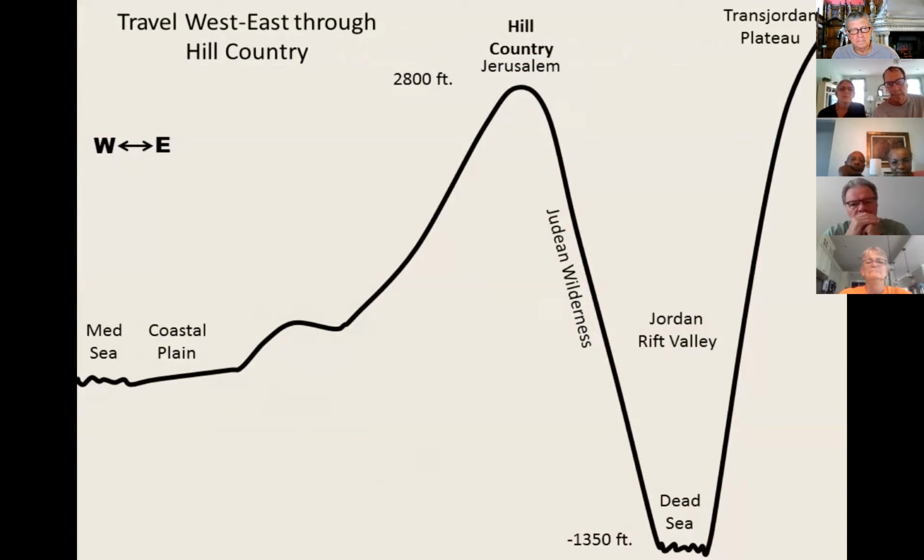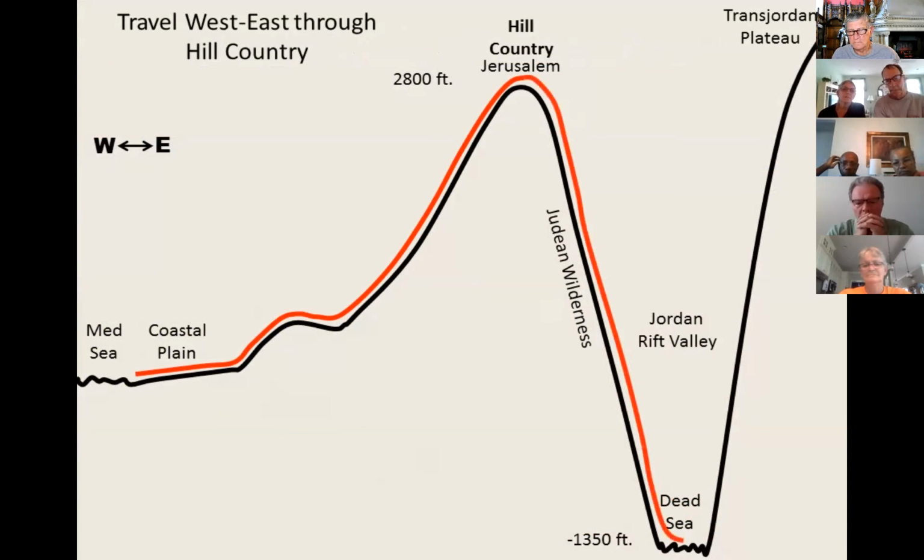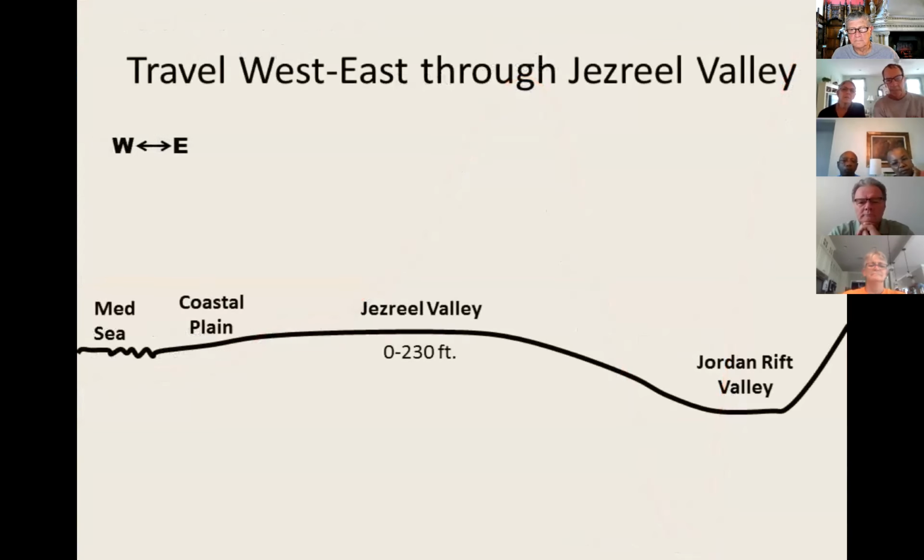Note on this cross-section sketch how difficult it is to travel from the Mediterranean Sea to Transjordan through the hill country near Jerusalem. Leaving the coastal plain, one ascends nearly 3,000 feet to the hill country watershed, and then descends over 4,000 feet into the Rift Valley. The ascent to Transjordan is another 4,000-foot climb. In comparison, traveling west to east via the Jezreel Valley involves a relatively flat journey and an ascent of a little over 200 feet.